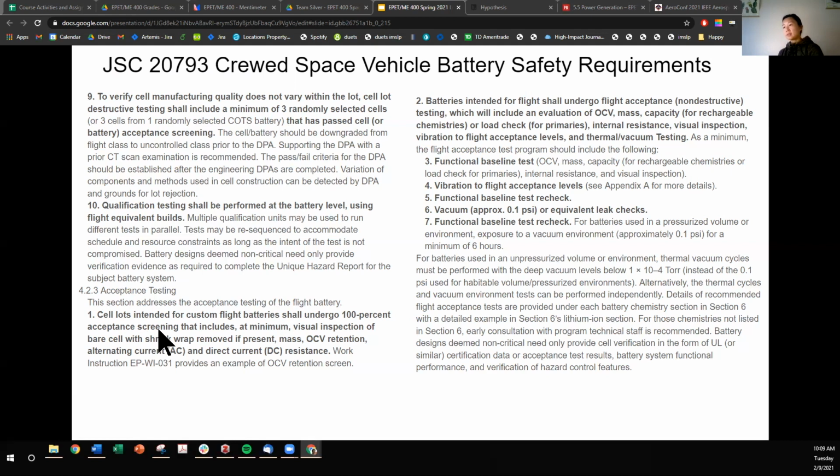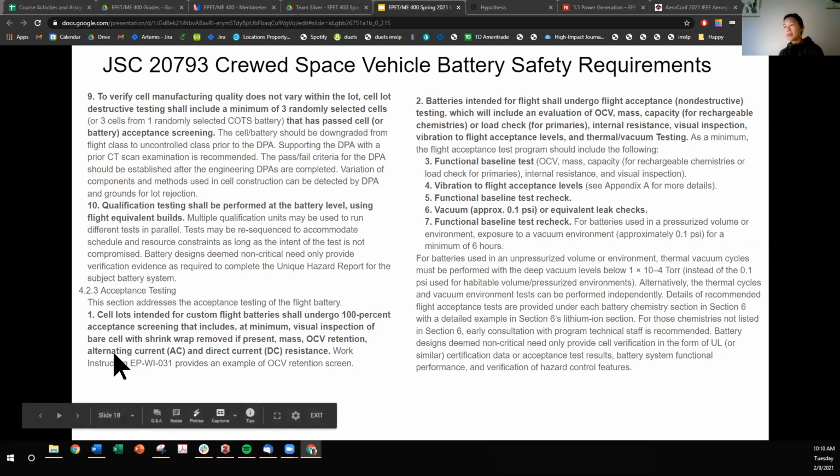100% acceptance screening. That includes visual inspection, measure the mass, the OCV retention, it pertains to outgassing, and then AC and DC resistance to make sure that internal functionality is still working.